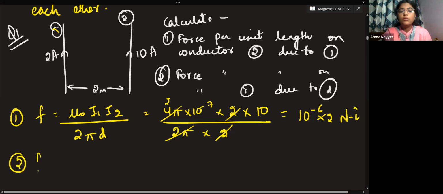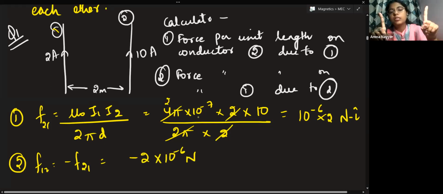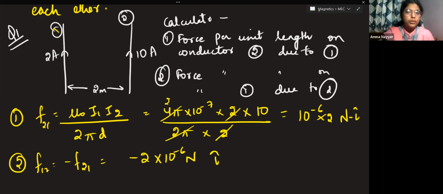Second one, you don't need to calculate. This was F21, so F12 will be negative of F21. So F12 becomes minus 2 into 10 to the power minus 6 Newton, and it will move towards the right hand side, towards the second conductor. That becomes only I cap. All right, note down the solution. Let's do one more question on this.